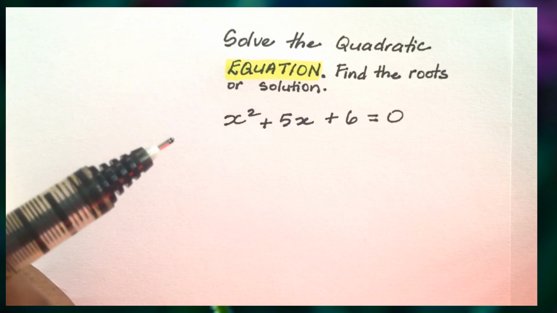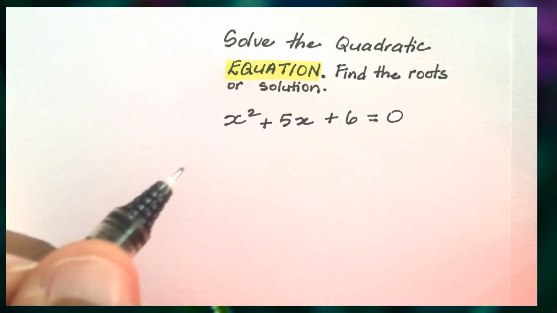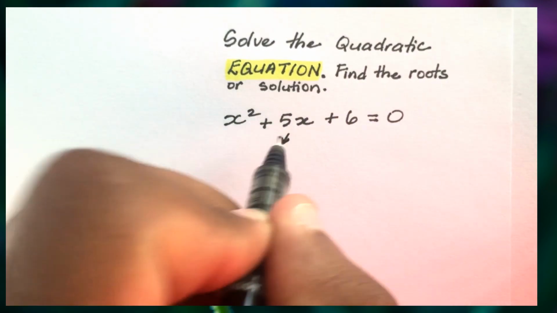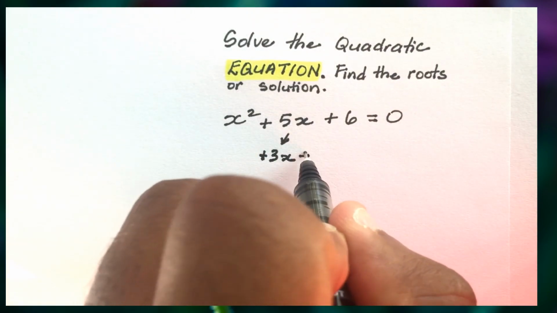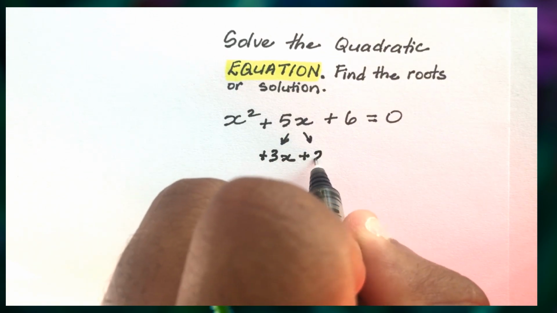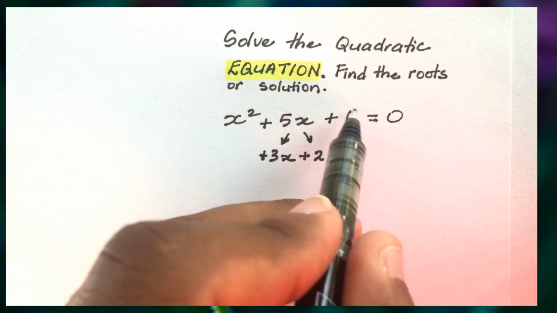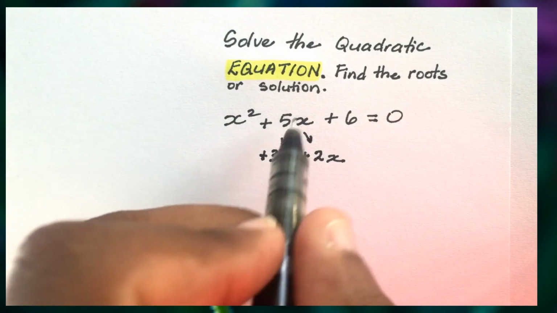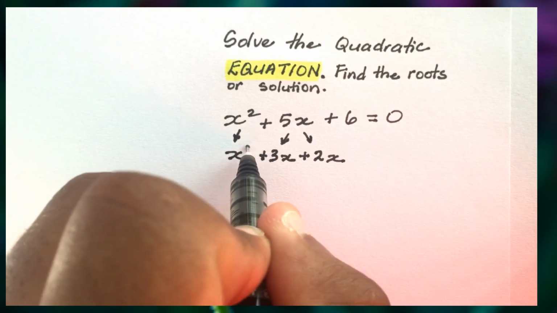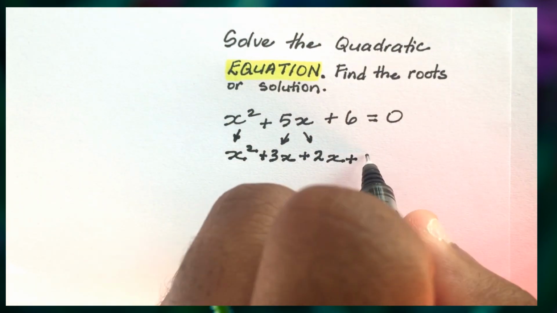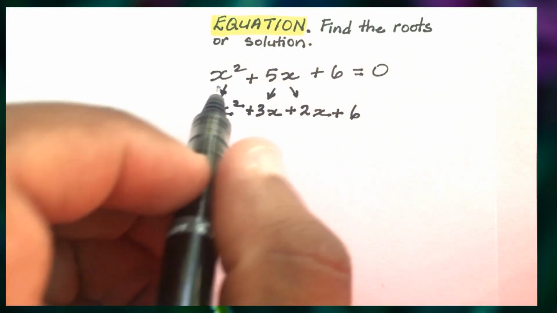And I'm looking for factors of 6 that would sum to 5. So that would be a positive 3x and a positive 2x. If you notice, 3 times 2 will give us the A times C, which is 6. And when I add them, I'm going to get that 5. So all I'm going to do now is to bring these down. You remember from the video factorizing? Good. And then all I need to do is to just factorize by the HCF.